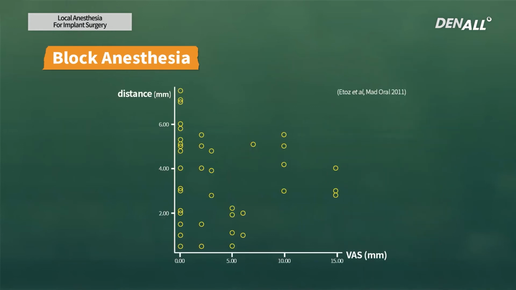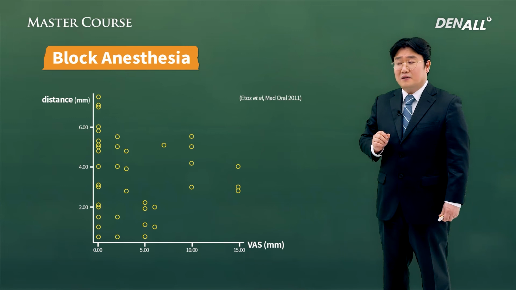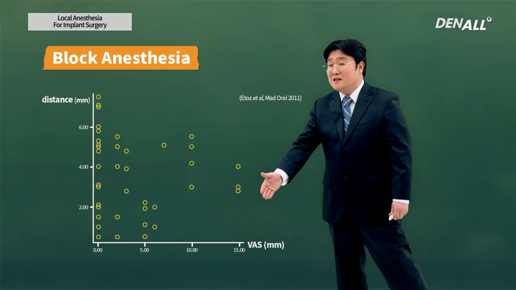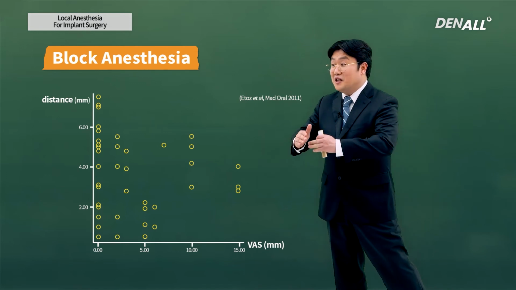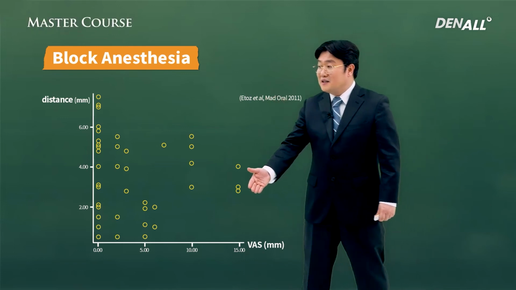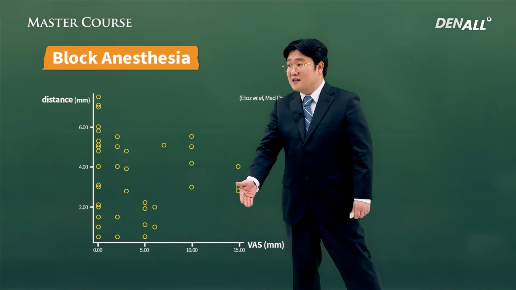Look here, the visual analog scale. When the VAS is 0, what happens? The distances 2, 4, 6. The patient didn't feel anything regardless of the distance. When the distance was very short, with infiltration anesthesia only, the patient could feel everything. One more thing, even though the distance is very far, the distance between the mandibular canal and the tip of the needle, the patient felt 15 on the visual analog scale. What is the distance? The distance is quite large.